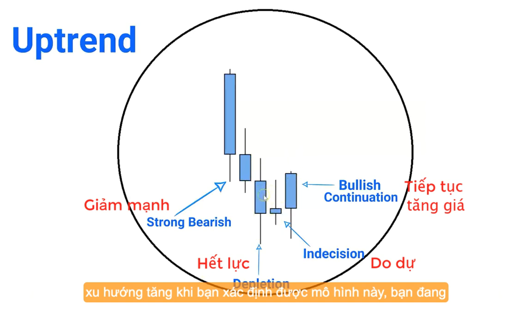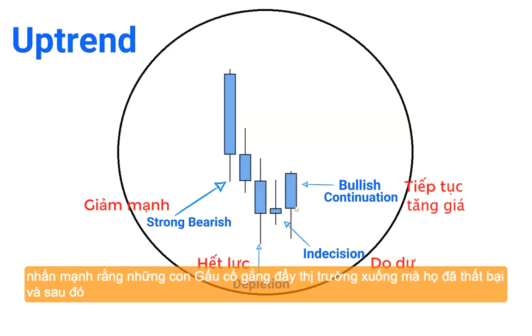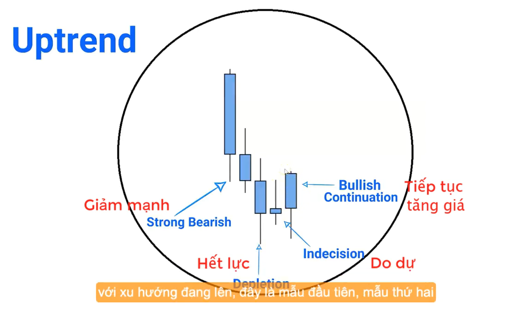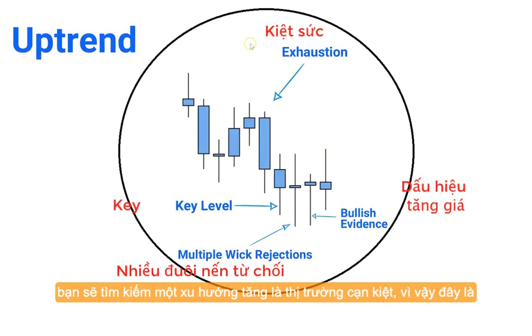Once you identify this pattern, you are then looking for the market to create this candle here, which is a strong push to the upside with a wick rejection. This clearly highlights that the bears tried to push the market down, they failed, and then the bulls came in with a strong push to the upside, closing strong, bullish, in line with the trend that is up. This is the first pattern. The second pattern that you're going to look for in an uptrend is the market exhausting.